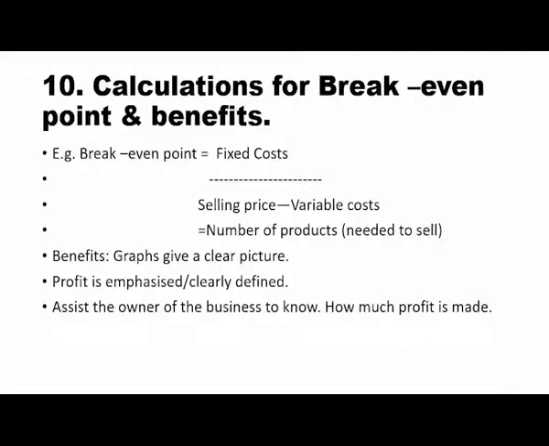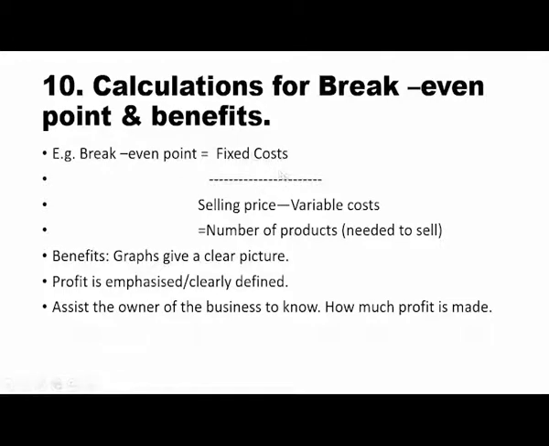Let's look at the third and last part of your presentation there. Calculations for break-even points and benefits. You are given the formula there, e.g. break-even point equals fixed costs over selling price minus variable cost. We want to find out the number of products needed to sell. That is the purpose of break-even point. We want to find out the number of products that you want to sell.